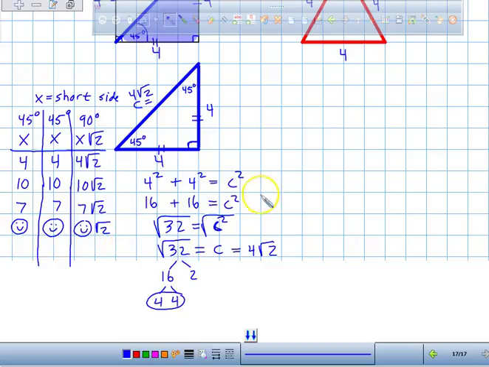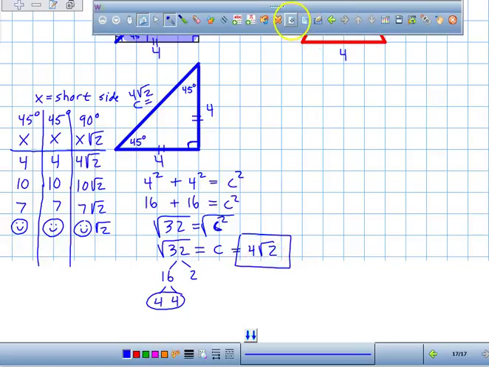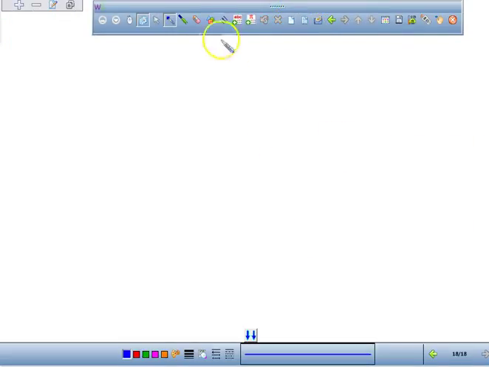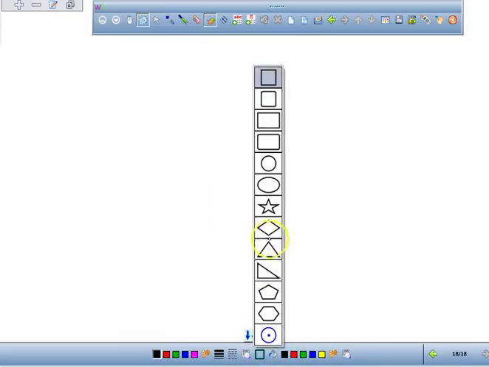Why did I do all this work? Because I wanted you to show that even though I had a 4 and a 4, and I did the Pythagorean theorem, what did I eventually get to? A 4 radical 2. So it's a shortcut to get you to your hypotenuse. So I'm just going to do a quick example before we do the 30, 60, 90s. Here we go. Just going to make a quick little example, see if you guys can follow along.